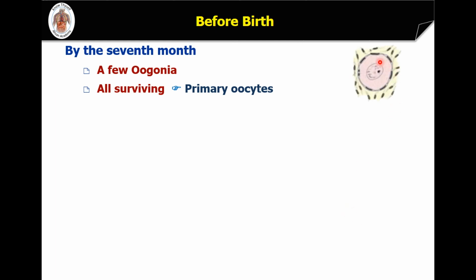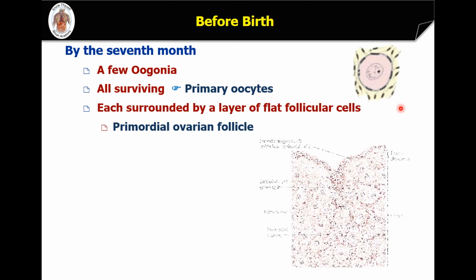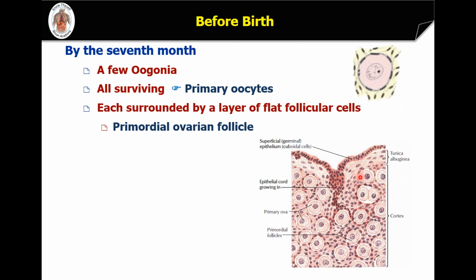This is one primary oocyte. This is the nucleus. The dot is the nucleolus, and it is surrounded by so many flat cells. A single layer of flat cells is surrounding it, and these flat cells are called follicular cells, and together this is known as a primordial ovarian follicle. Follicle means flower. It is the flower of the ovary. So this is a single layer of flat cells covering totally the one primary oocyte. This is called a primordial ovarian follicle. These all are primordial ovarian follicles.